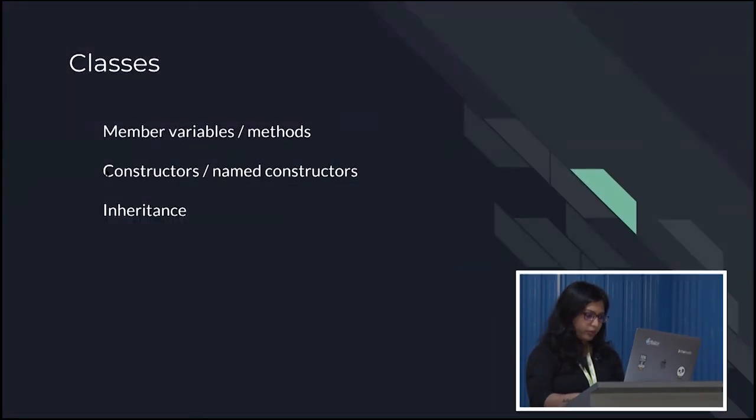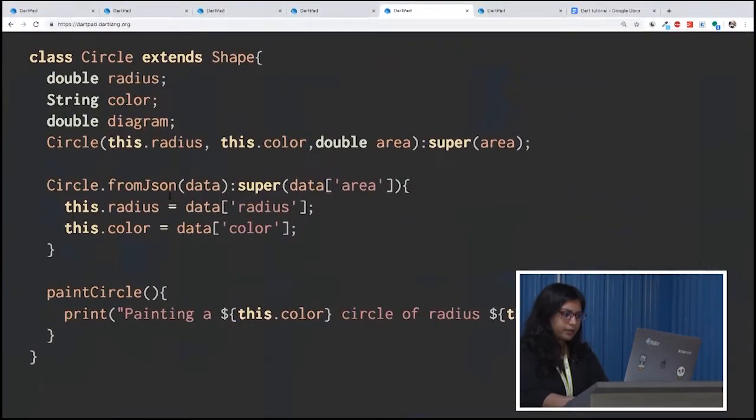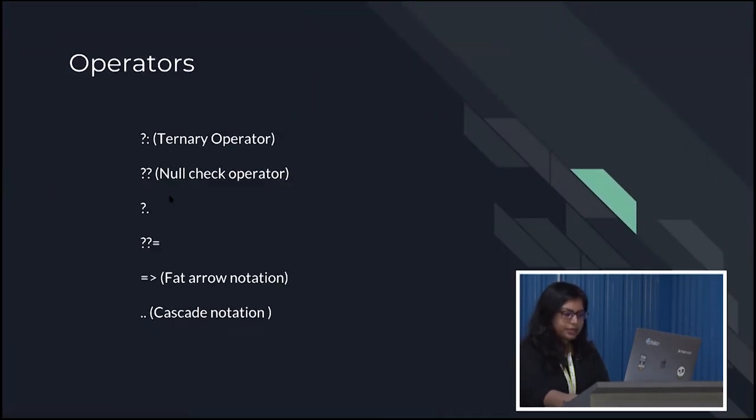Let's come to the operators later. So in classes, what we have seen is member variables and methods and constructors or named constructors, the from JSON constructor, and we have seen how we can do inheritance, right? So now this is a very interesting part, I would say.